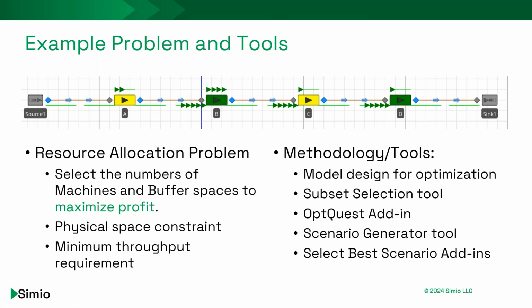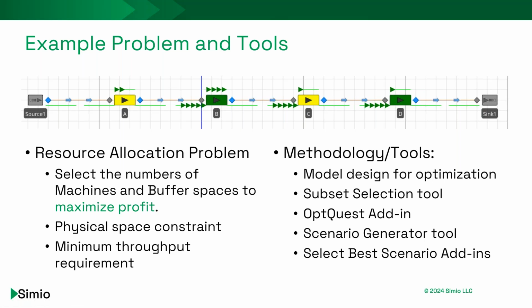We also have a physical space constraint that's going to limit the total number of machines that we have. And finally, we're going to have a minimum throughput requirement. So that is our optimization problem. Again, a fairly straightforward problem for our example.